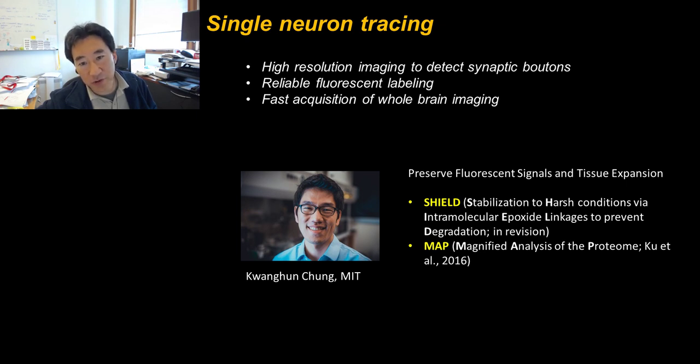So it was a dream for a long time, but our collaborator Kwang-Eun Jung in MIT developed a new tissue processing method called SHIELD and MAP. Basically, to preserve the fluorescence signal and expand the tissue so we can get the high resolution imaging with the reliable fluorescence labeling.